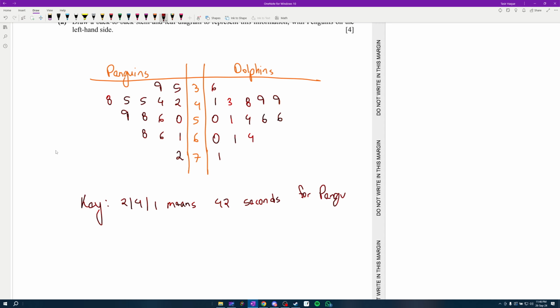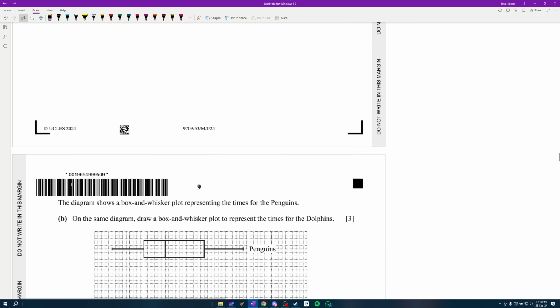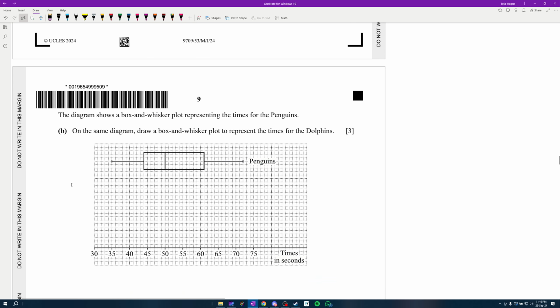for penguins and 41 seconds for dolphins. Fine, looks good. Next, on the same diagram, draw a box and whisker plot to represent the time for the dolphins.